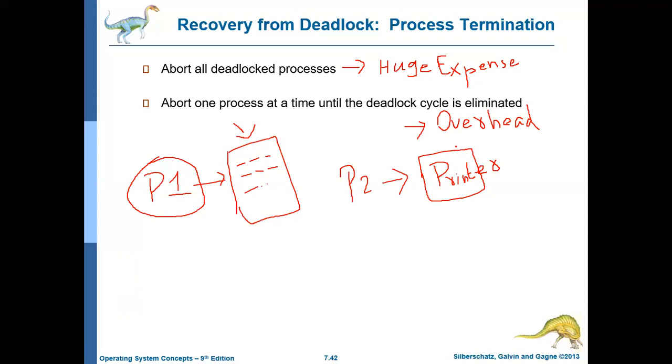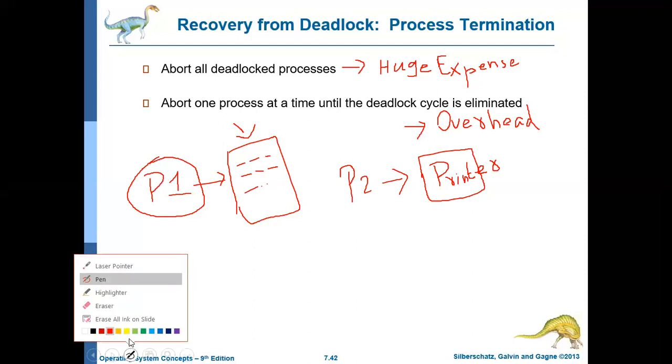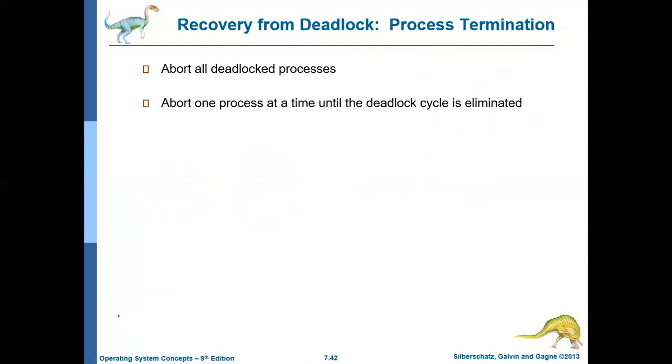Identifying which process to be aborted is really a policy decision. In the first case, we are aborting all the processes, but in the second case, we are aborting one process at a time until the deadlock cycle is eliminated. So identifying the correct process to be eliminated is a policy decision.